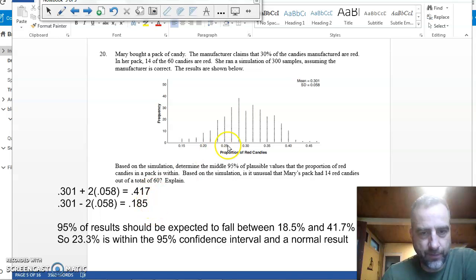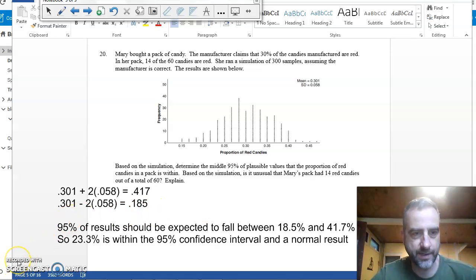So obviously the further out you get, the more abnormal it is to find this. So most of what we have here is about 24% to 36% is what your red candy should be. And she got 23%, so maybe a little bit below average, but it's still within the 95%. So that's a normal result, not abnormal, not significant.